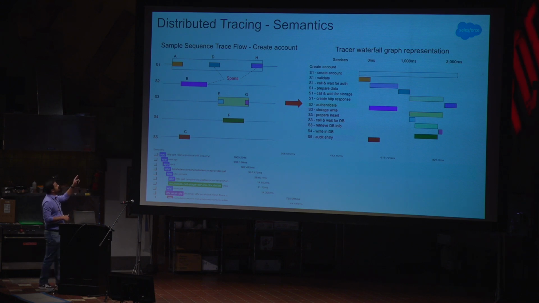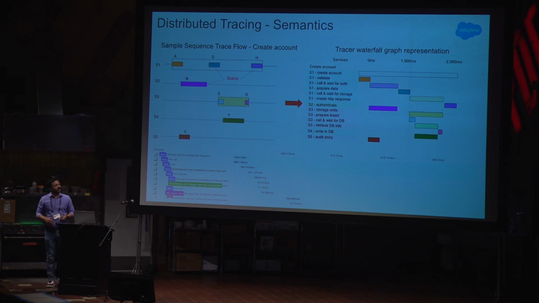Consider this particular trace flow, where it's going between different services from S1 to S5. They have their own set of spans emitted. For example, S1 has A, D, and H, and each of these spans has a few characteristics. It represents the operation that it performed, the start time of the span, and the duration of the span. You can use that span information to represent a trace waterfall view like this, wherein you start placing the root span, under which you place all the child spans.